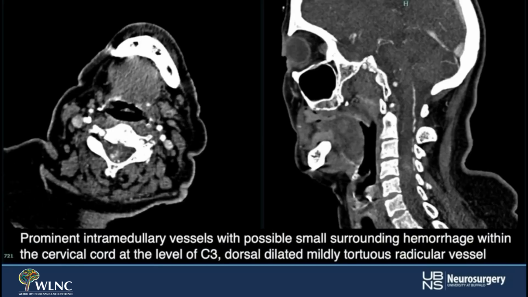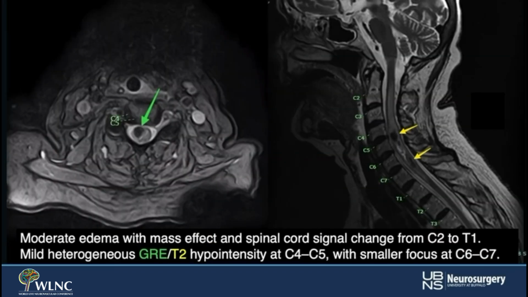Initial CT imaging demonstrated an intradural as well as intramedullary hemorrhage with hypervascularity along the dorsal aspect of the hemorrhage and spinal canal. MRI cervical spine imaging demonstrated moderate edema in the cervical spinal cord, as well as associated GRE and T2 hyperintensity and cord signal change, noting the acute hemorrhage.